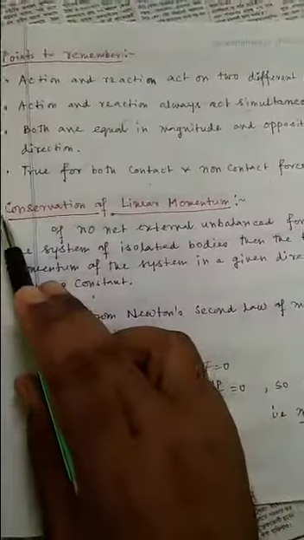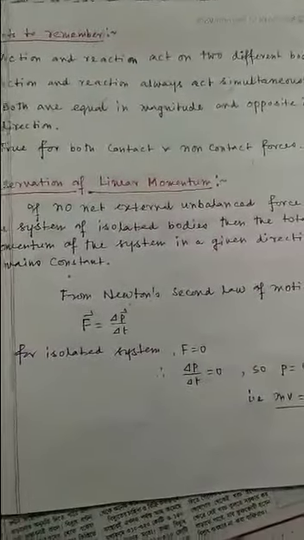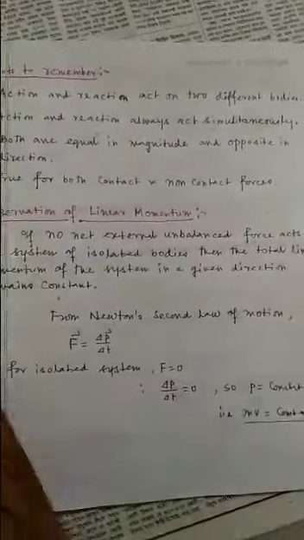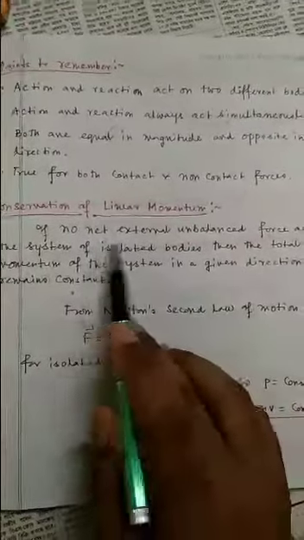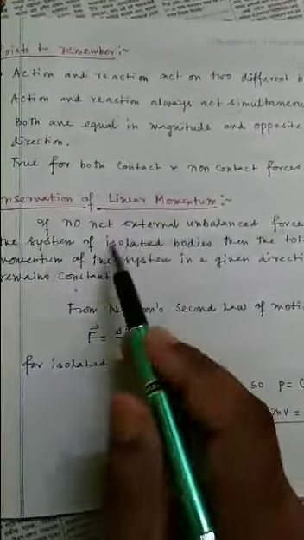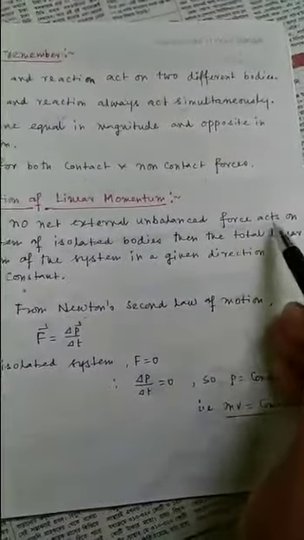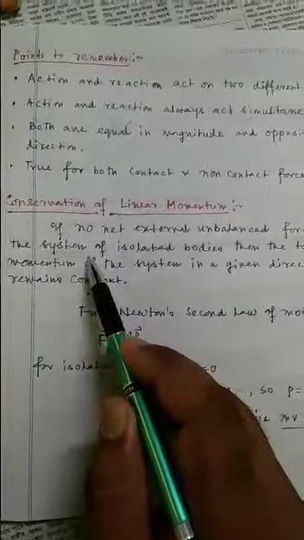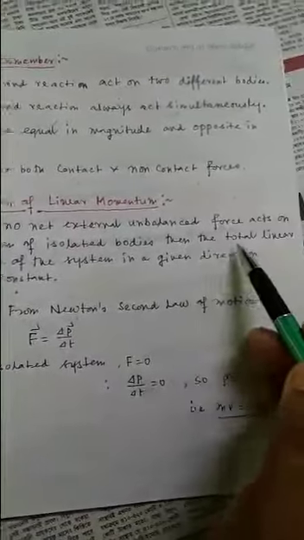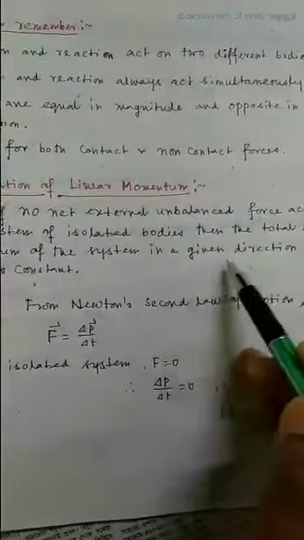Now come to the next part, conservation of linear momentum, another very important topic for mechanics. So first we learn the statement. If no net external unbalanced force acts on a system of isolated bodies, then the total linear momentum of the system in a given direction remains constant.